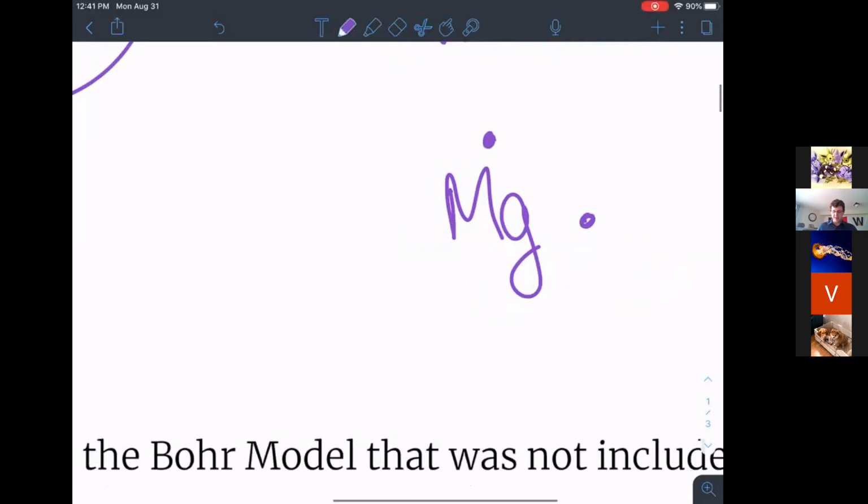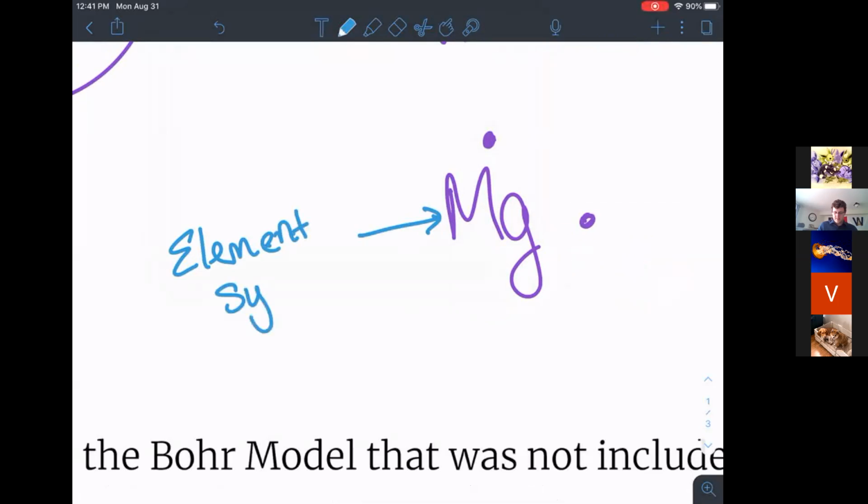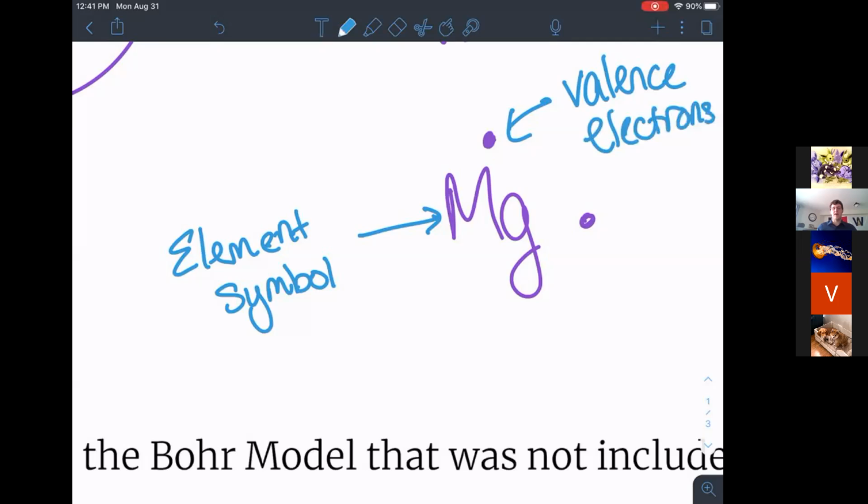I'm going to change colors so we can see what I'm writing. Our Lewis dot structure is going to be our element symbol, in the middle. And then around our element symbol, we're going to draw the valence electrons. So how many valence electrons does magnesium have? Only 2 valence electrons. So that's all we need to draw here.